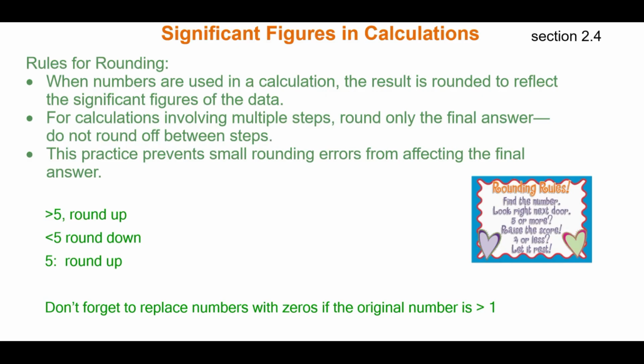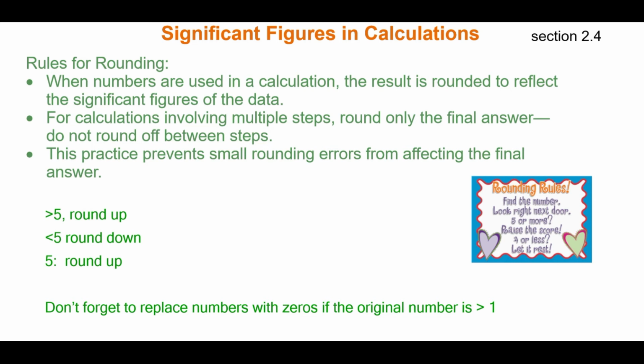We're going to start looking at significant figures and calculations. First thing we want to do is, when we use significant figures, we have to round so that it reflects the significant figures of the data. So we're only rounding our final answer. Please do not round off between steps because you can have small rounding errors that affect the final answer. That's especially true in very large numbers or very small numbers, and we use a lot of both of those in chemistry. Our rules are very simple.